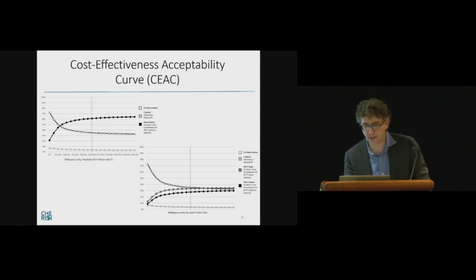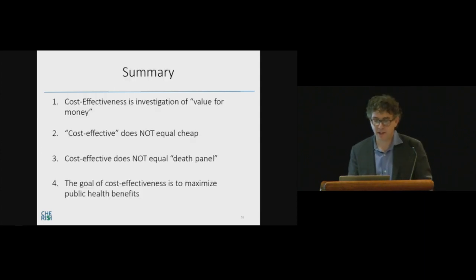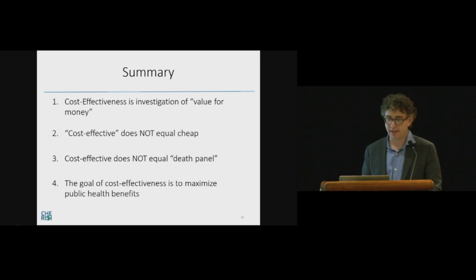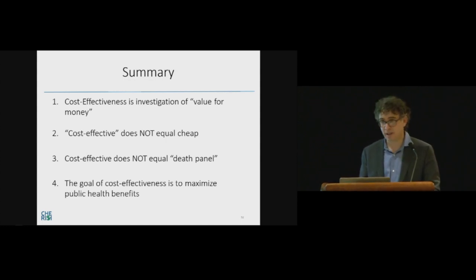Okay, so in summary, cost effectiveness is investigation of value for money. Right? It is not about saving money. It's not about finding things that are cheap, because cost-effective does not equal cheap. Cost-effective also does not equal death panel. Right? The goal of cost-effectiveness is not death panel. It's to provide maximum health benefits. It's just recognizing that at some point the money is going to run out, and when that happens, someone's getting nothing, which is effectively the death panel. So we're going to try to explicitly figure out how we can maximize our outcomes.